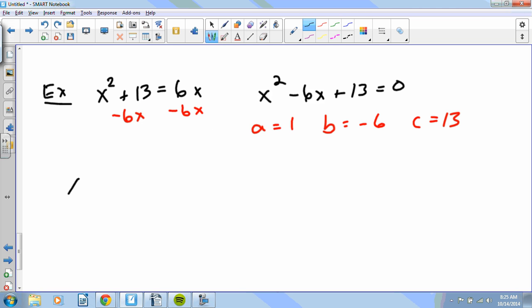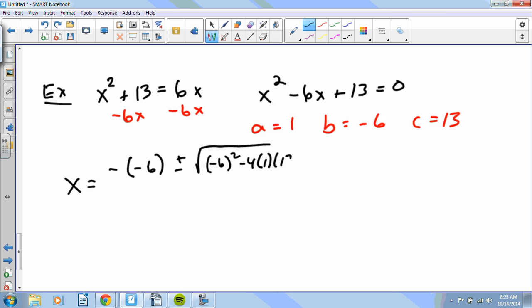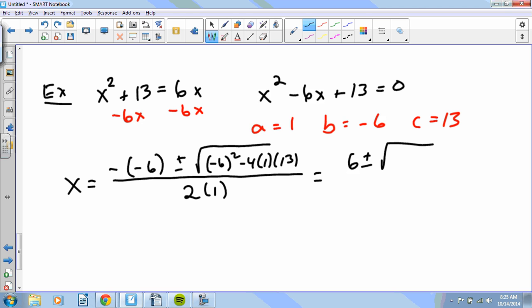Plug it into your quadratic. X equals the opposite of b plus or minus the square root of b squared minus 4 times a times c all over 2 times a. Just repeat it over and over again, and it'll stick. Okay, clean it up. We'll have positive 6 now, plus or minus the square root of, let's figure this out. We actually get a negative 16 here, all over 2.